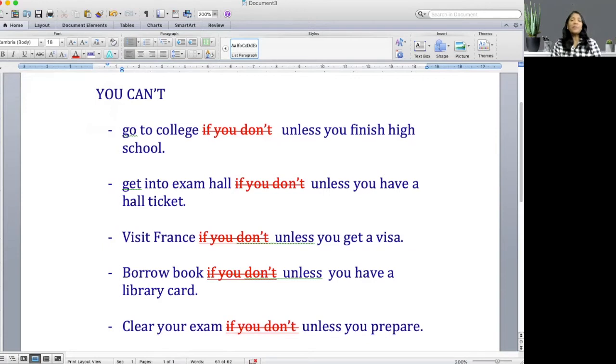Isn't it easy? So the word unless has a negative condition. So when you replace if you don't with unless, it automatically takes a negative condition. Isn't it easy to use? This is how you can replace the word unless. If you don't can be replaced with unless. Let me check how you can do some exercises for your understanding. Let me share the screen now.